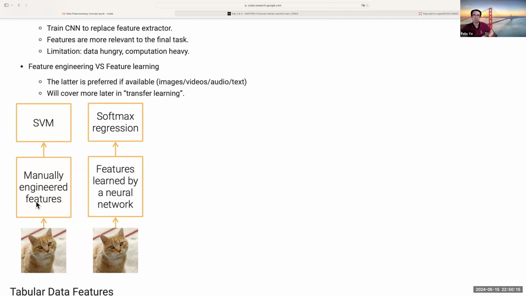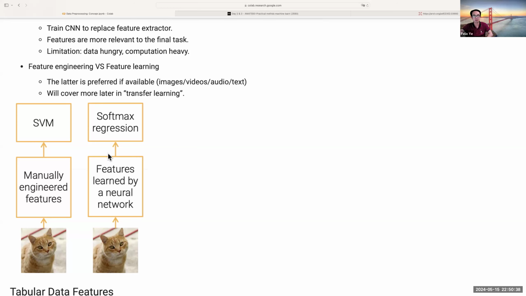But the benefit of convolutional neural networks is that the features they create are more likely to be separable by linear hyperplanes, and softmax regression will be enough. But there will be a trade-off for both approaches.